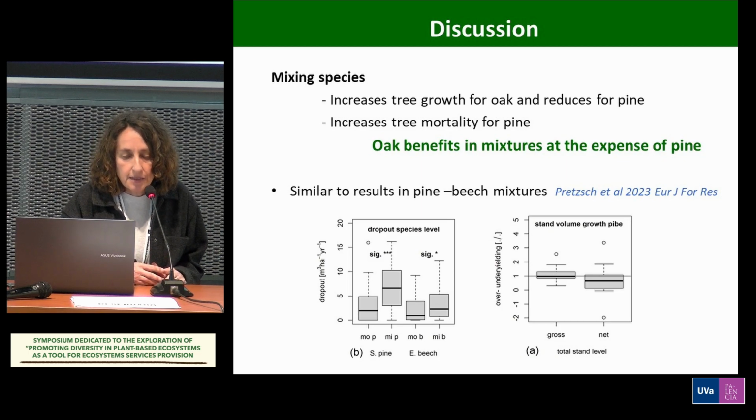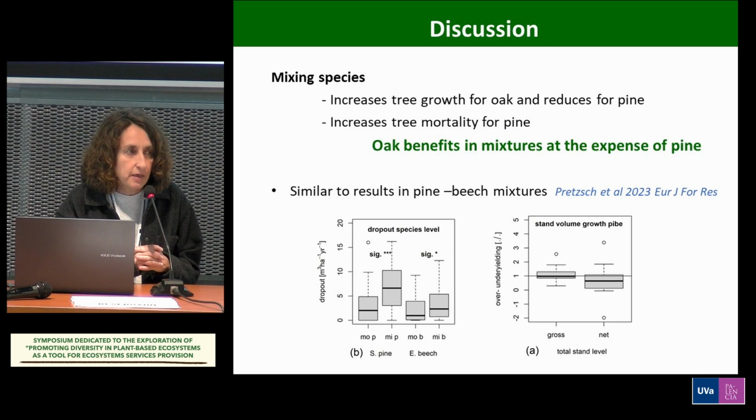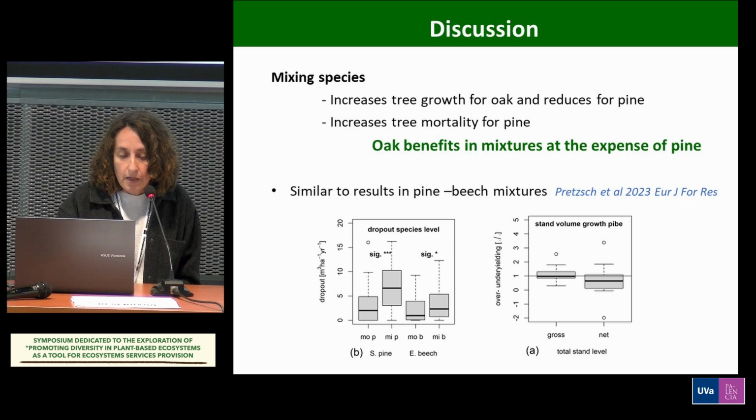These results are similar to previous studies we did with pine-beech transects, where we also found that the mortality, in this case expressed by volume, is higher in the mixed stand for both species, but especially the pine mortality was greater.